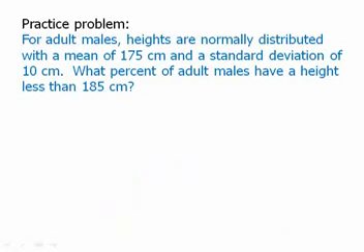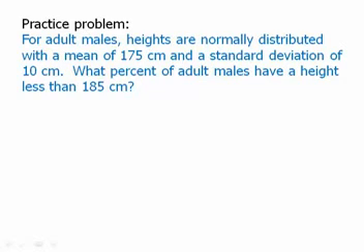Here's a practice problem. Pause the video and then we'll talk about this. So this is approximately true. For adult males, heights are normally distributed with a mean of 175 centimeters and a standard deviation of 10 centimeters. What percent of adult males have a height less than 185 centimeters?